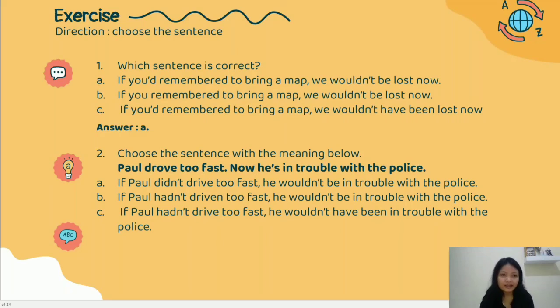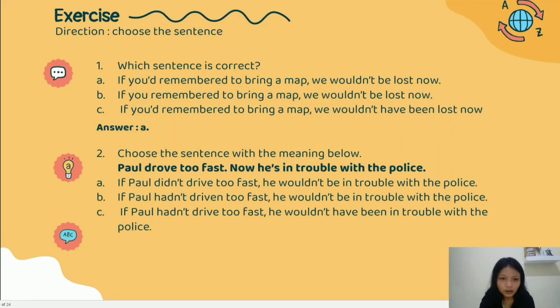For our exercise, please choose the correct sentence. The first one, which sentence is correct? The correct answer is A. If you had remembered to bring a map, we wouldn't be lost now.